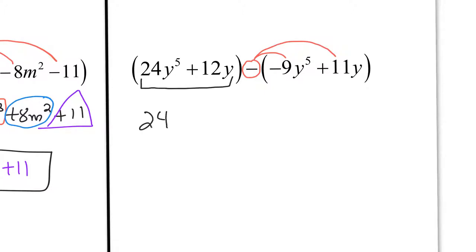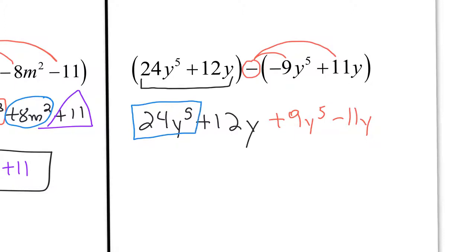So we have 24y to the fifth power plus 12y. And the next one is going to be positive 9y to the fifth minus 11y. You multiply the negative times the second parenthesis. You combine like terms. So I do have 24y to the fifth power plus 9y to the fifth. That's the highest exponent. So 24 plus 9, that's 33y to the fifth.